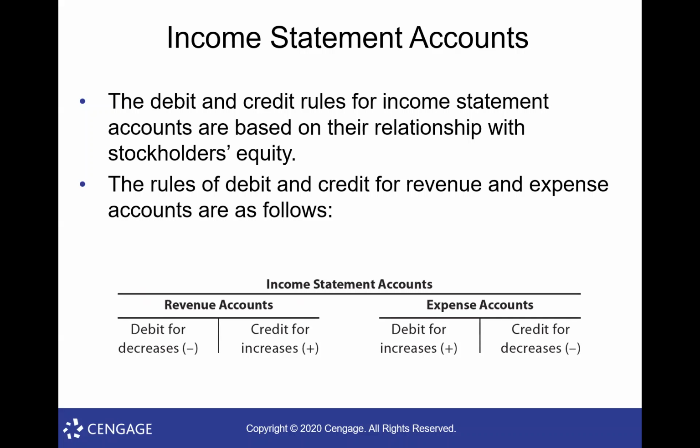Then we have our income statement accounts, revenue and expenses. They're called income statement accounts because the income statement summarizes revenues and expenses. Revenues decrease with a debit and increase with a credit, and expenses are the opposite. So they increase with a debit and decrease with a credit. Again, why? Because this is what makes it all work together.